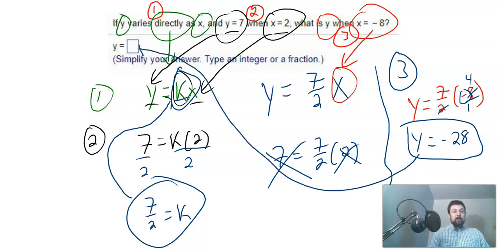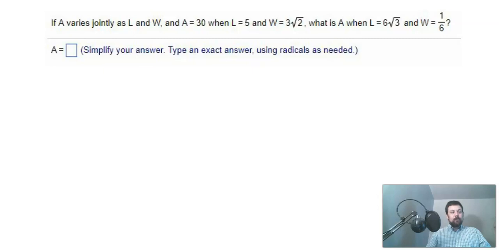So that's what you type into the box here. So even though you do all of this work, setting up the formula, finding k, setting up your equation, it's all for the purpose of answering this question. And once you have the answer to the question, what is y when x is negative 8? y is negative 28. That's what you type into the box, negative 28. That was the answer. That's the final answer. All right, let's take a look at another example.